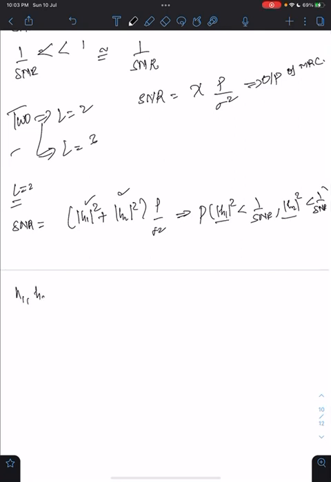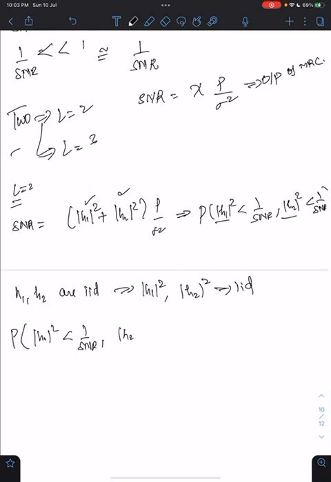H1 and H2 are IID. So H1 has nothing to do with H2, and H2 has nothing to do with H1. So |H1|² has nothing to do with H2, and |H2|² has nothing to do with H1. So these are also IID. So the probability of |H1|² less than 1/SNR and |H2|² less than 1/SNR equals the probability of |H1|² less than 1/SNR times the probability of |H2|² less than 1/SNR.